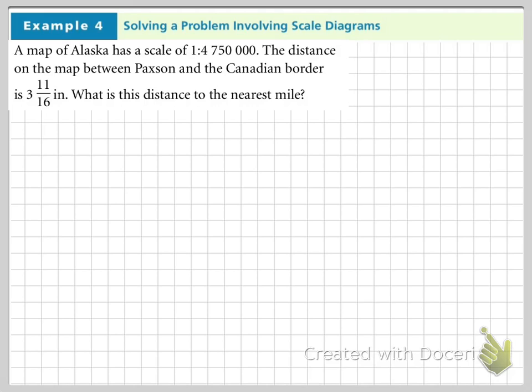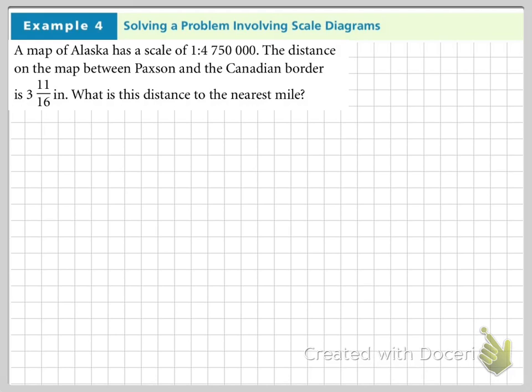In our last example, solving a problem using scale diagrams, a map of Alaska has a scale of 1 to 4,750,000. That means for every 1 mile, it's 4,750,000 miles. For every 1 centimeter, it's 4,750,000 centimeters. For every 1 inch, it's 4,750,000 inches. So the distance on a map between Paxton and the Canadian border is 3 and 11/16 inches. What's this distance to the nearest mile?